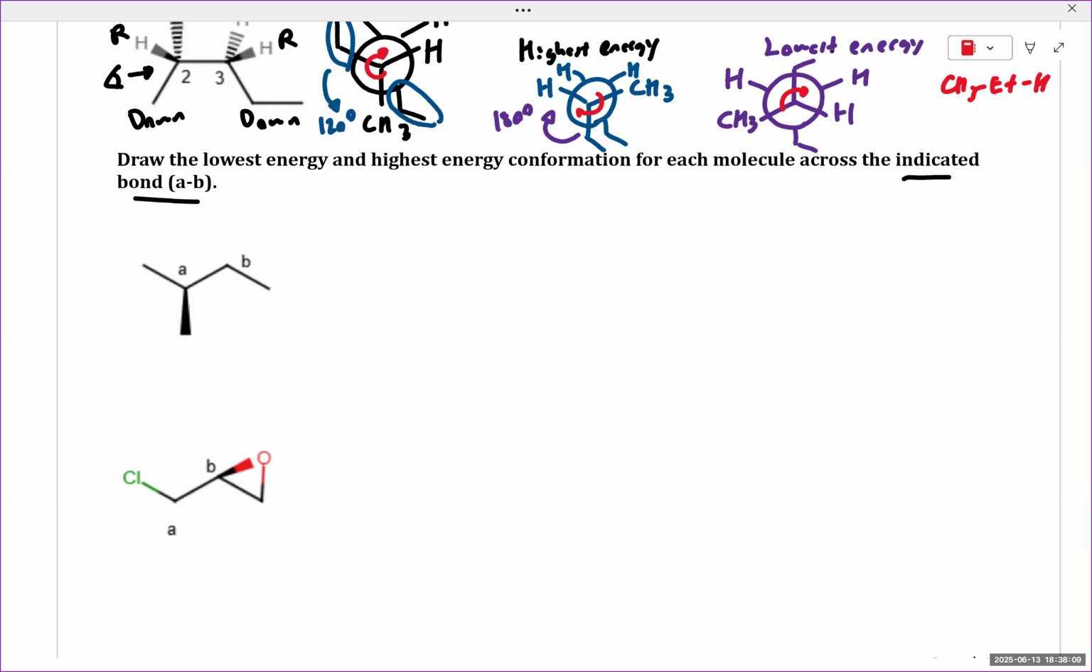Okay, so let's take a look at the following example. So in this case, we're looking down the following bond. I'm going to draw out all of the hydrogens. So in this case, on our front substituent, we have 2 methyl groups and a hydrogen. For our back substituents, we have 2 hydrogens and a methyl group.